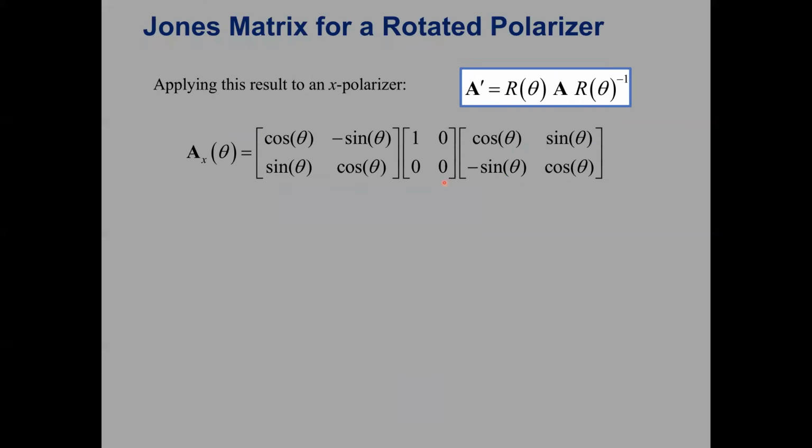So writing this out explicitly, here's our X polarizer matrix. This is our rotation matrix here for rotating the object by an angle theta. And this is the inverse of that matrix. I'll leave this to you guys to check, that this matrix and this matrix are indeed inverses. But if you multiply these two together, you'll get the identity matrix.